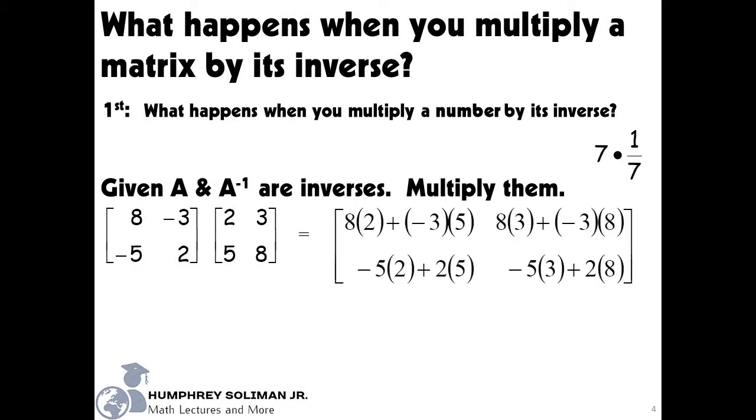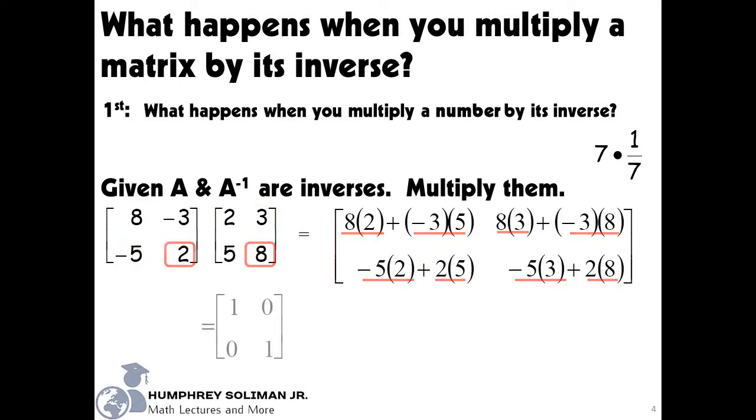For the element A11, we have 8 times 2, plus negative 3 times 5. For the element A21, we have negative 5 times 2, plus 2 times 5. For the element A12, we have 8 times 3, plus negative 3 times 8. For the element A22, we have negative 5 times 3, plus 2 times 8.